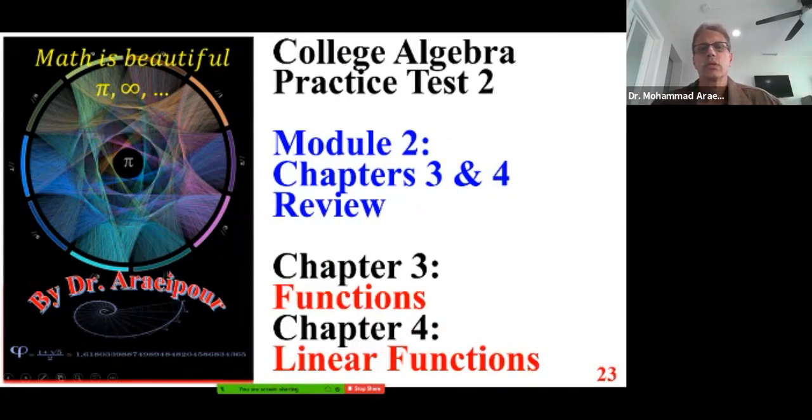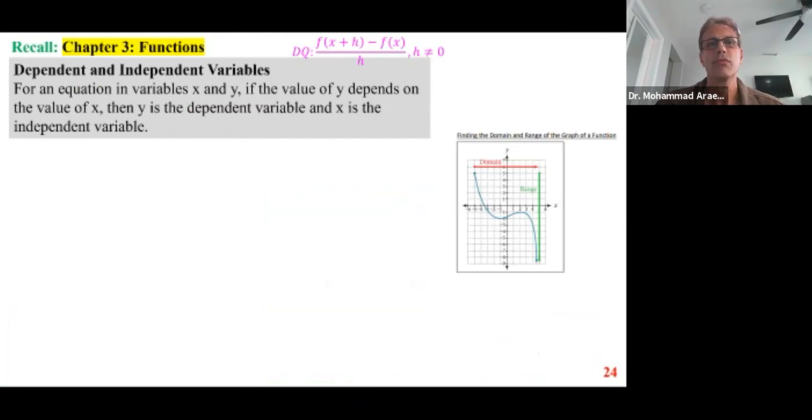For the class, we are looking at Module 2, Chapters 3 and 4, Review, Practice Test. Chapter 3, Functions, and Chapter 4, Linear Functions. Before we delve into a few questions, a quick recall about a few things.